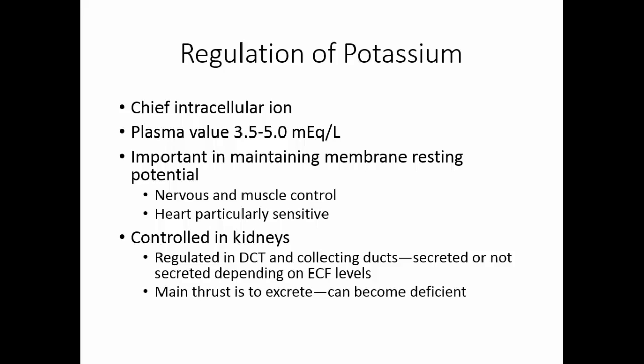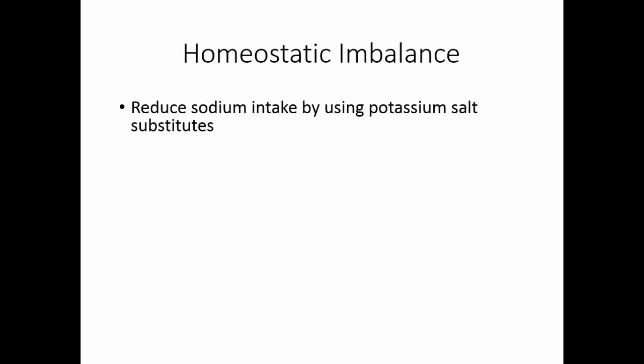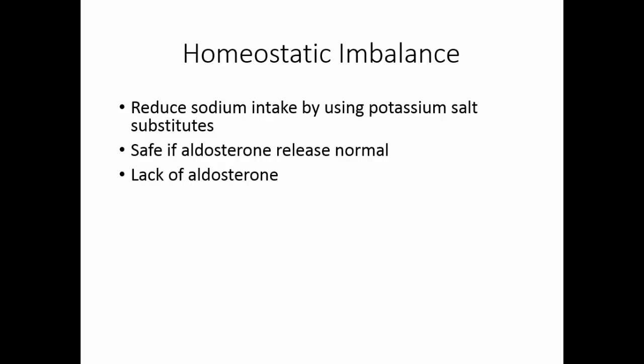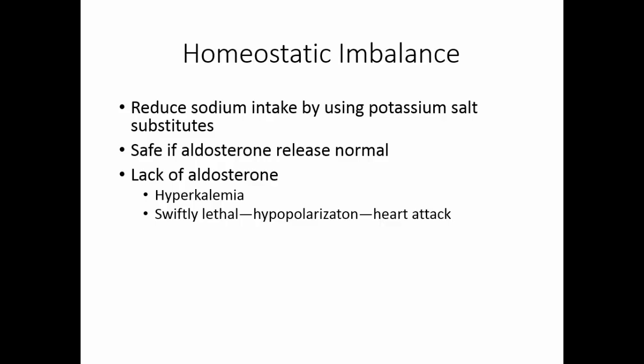The main thrust of the kidney is to excrete potassium, so you can become potassium deficient. Aldosterone will cause us to save sodium, and if we're saving sodium, we're losing potassium. So high levels of aldosterone can also cause us to lose large amounts of potassium. Some people have reduced their sodium intake by not using sodium chloride salt, but rather using a potassium salt as a substitute. This is a perfectly safe substitution as long as aldosterone release is normal. However, if there is a lack of aldosterone, hyperkalemia can result, and this can be swiftly lethal.